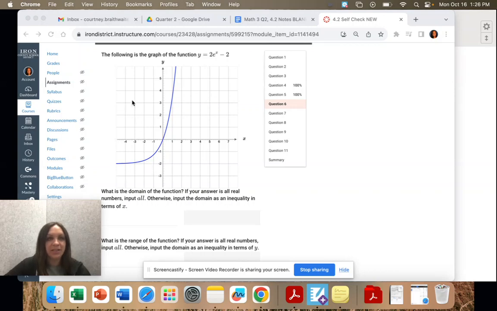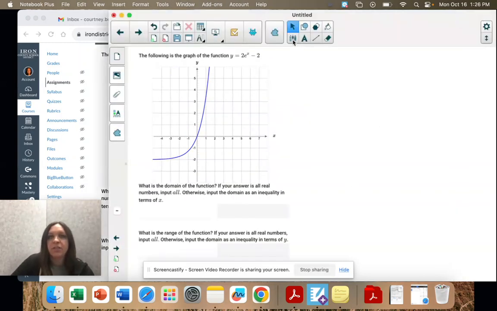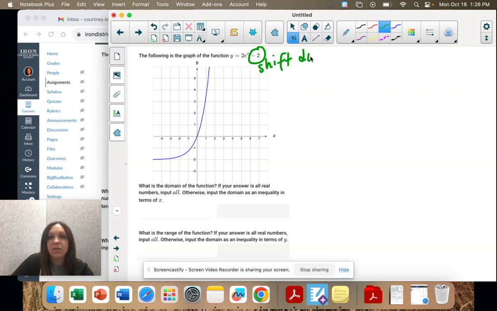Okay, question 6. We have a graph 2e to the x minus 2, and we want to find the domain and range. So first I want to look at this graph. This minus 2 means shift down 2 units.